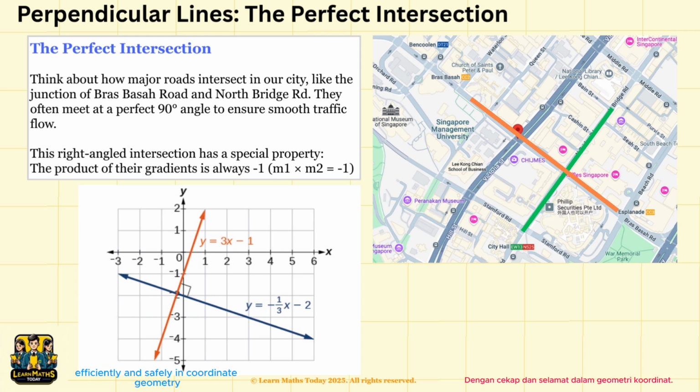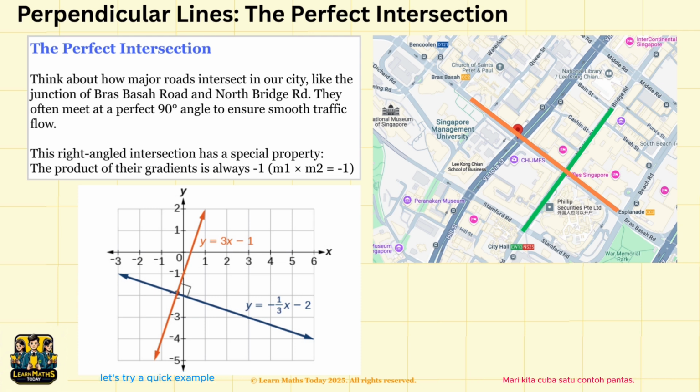In coordinate geometry, this right-angled intersection has a very special and consistent mathematical property. The product of their gradients is always -1. What exactly does that mean? If you have two straight lines that are perpendicular to each other, let's say the gradient of the first line is represented by m1, and the gradient of the second perpendicular line is represented by m2. Then, if you multiply their gradients together, m1 multiplied by m2 will always equal -1.